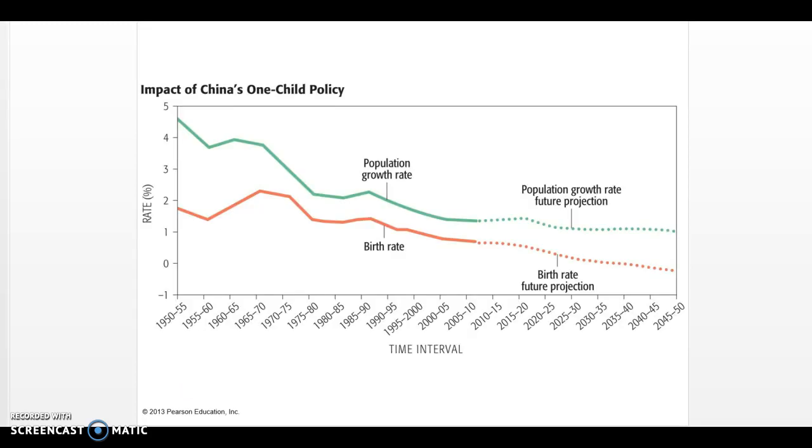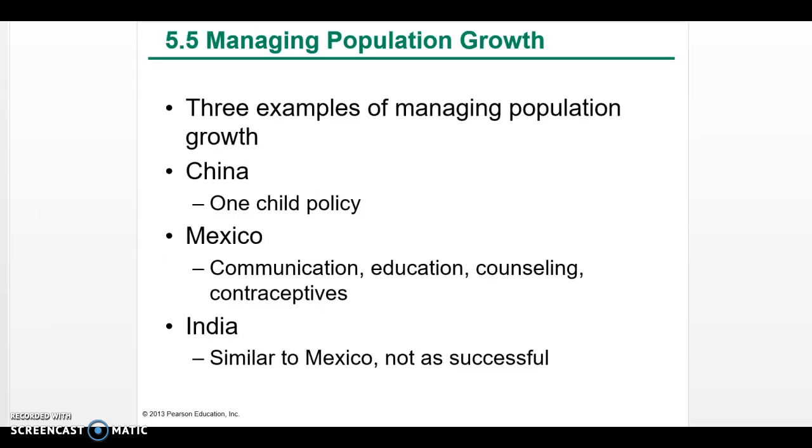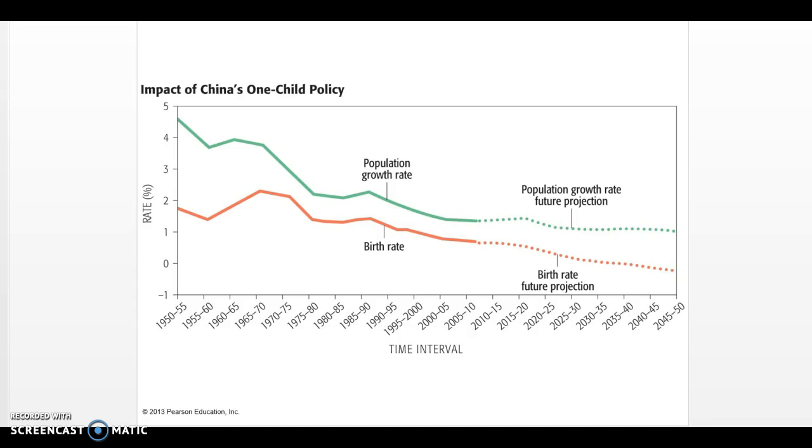This graph just shows you the impact of the One China policy, which was implemented in 1978 and, of course, repealed in the fall of 2015. One of the things that people are worried about is that once this has been removed, will China's population explode? I'm not sure. A lot of people say it will, but it'll be interesting to see what the future holds for China in terms of population growth.